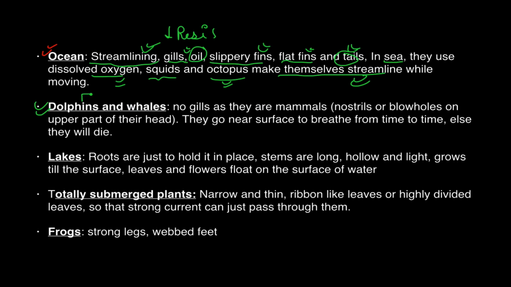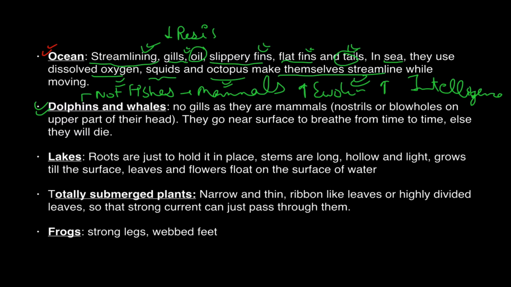Now dolphins and whales, obviously you know they are not fishes, please please please, they are highly evolved intelligent creatures because they are mammals. As you increase the evolution process, intelligence also increases. So obviously a mammal will be much more intelligent than a fish or an amphibian. Now they do not have any gills because they are mammals, so they have lungs, and they also have a placenta, they produce their babies, not laying eggs or external fertilization. They have nostrils or blowholes on the upper part of their head through which they breathe from time to time whenever they go near the surface. That is why you have seen those huge awesome images when dolphins and whales come out for breathing, otherwise they will die.